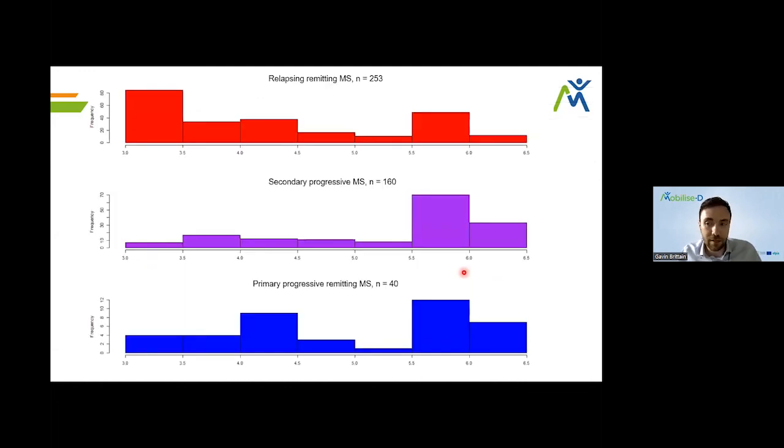Here are the same EDSS scores split into disease subtype, and as expected, our secondary progressive patients have a higher baseline EDSS than our relapsing remitting patients, who tend to have a score lower down in the scale. Primary progressive patients, the number is probably too low to comment on, but they do seem to trend towards the upper range.